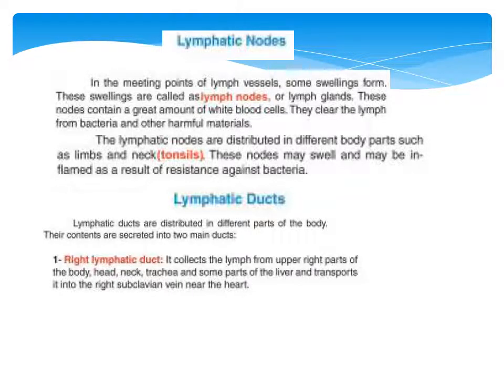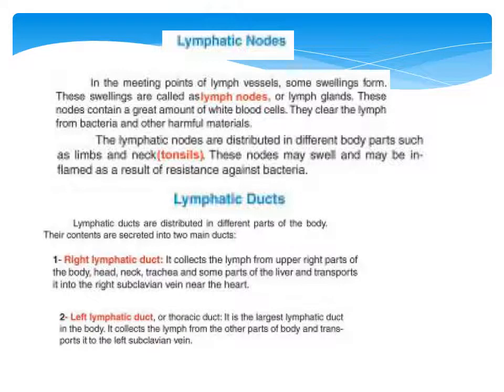Lymphatic ducts. Lymphatic ducts are distributed in different parts of the body. Their contents are secreted into two main ducts. That is the right lymphatic duct. It collects the lymph from the upper right parts of the body, head, neck, trachea, and some part of the liver, and transports it into the right subclavian vein near the heart.